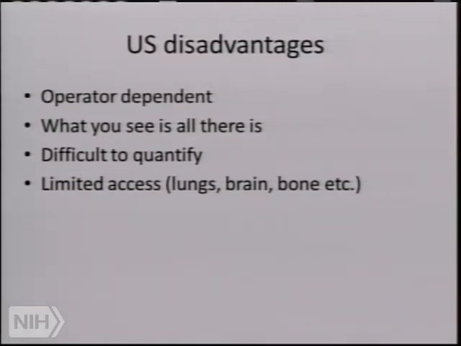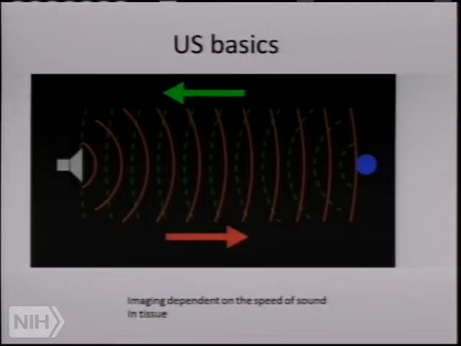It's also very difficult to quantify ultrasound, and certain organs just don't permit the use of ultrasound. For instance, the lungs, because they contain air, reflect the sound waves right away, and no image. Brain, well, there's skull. You can't get ultrasound waves through the skull. The bone, same reason. So there are limitations to what you can use ultrasound for. But it is a great technique, and we love having it.